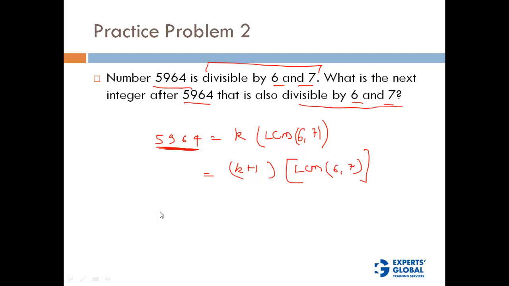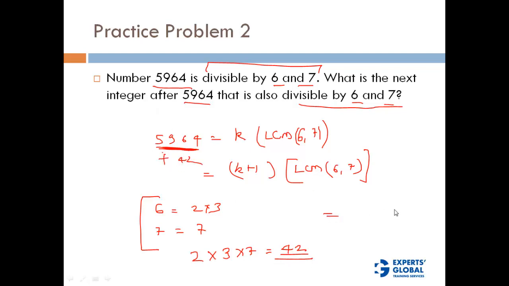So LCM of 6 and 7: 6 is equal to 2 into 3, 7 is going to be 7. So we take the highest power of all the prime factors. So we take 2, we take 3, we take 7, all to the power one. So what we get is 42. So 42 is the LCM. We add 42 to this number. So what we get is 6006. Correct? 6006 is the number. That is the next number after 5964 that is divisible by both 6 and 7.